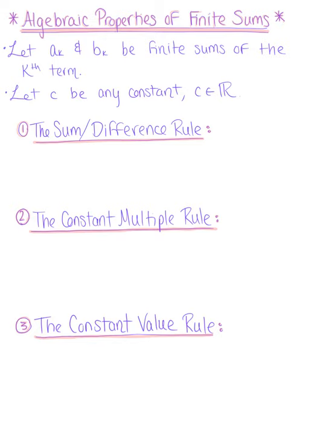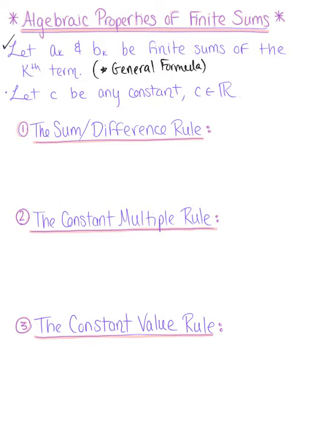So here we are looking at algebraic properties of finite sums that are going to be particularly useful when we start looking for the general formula for a Riemann sum and that limiting process. So here we go. To begin, we want to let a sub k and b sub k be finite sums of the kth term. So these are those general formulas of each sigma.